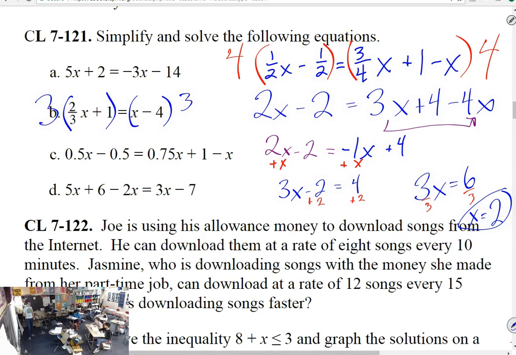Your answers are in your book. Remember, guys, the answers are on the next page. Well, maybe two pages. There you go.